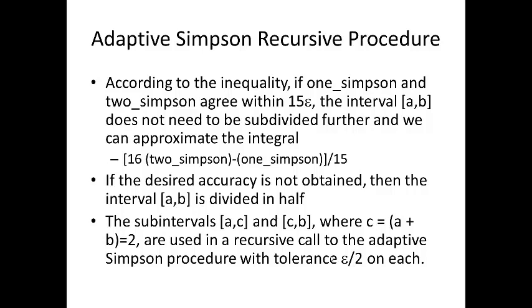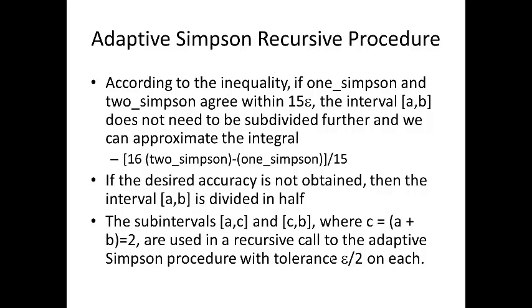The subintervals AC and CB, where C is equal to (A plus B) over 2, are used in a recursive call to the adaptive Simpson procedure with a tolerance of epsilon divided by 2 on each. The procedure will terminate whenever all the subintervals satisfy the inequality. Alternatively, a maximum number of allowable levels of subintervals is used as well to terminate the procedure prematurely. The recursive procedure provides a pretty elegant and simple way to keep track of which subintervals satisfy the tolerance and which need to be divided further.